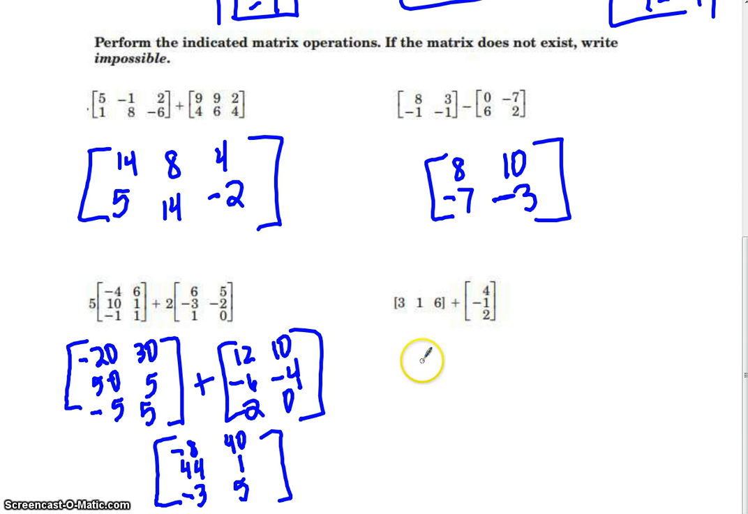So then you look at this and you would add your corresponding elements. However, this is a row, this is a column. They are not the same, so you can't do it. Moving to the next page.